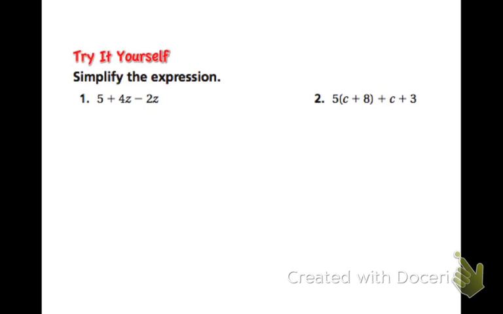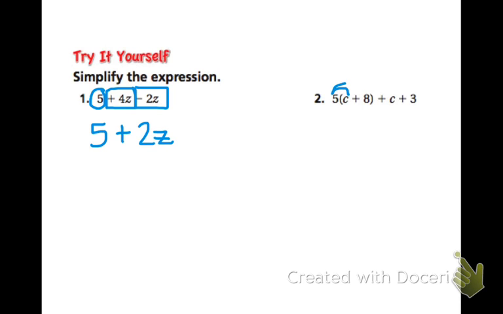So when I look at the first term, I see a 5, and then I see a 4z and a -2z. So the 5 can stand alone, and then you have 4 plus -2, or plus 2z, okay?